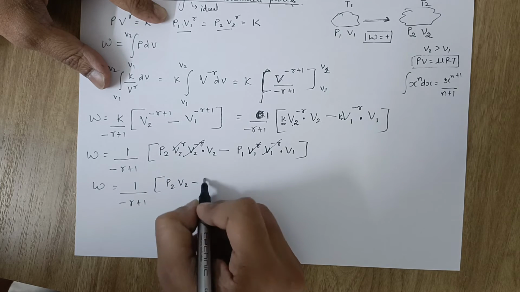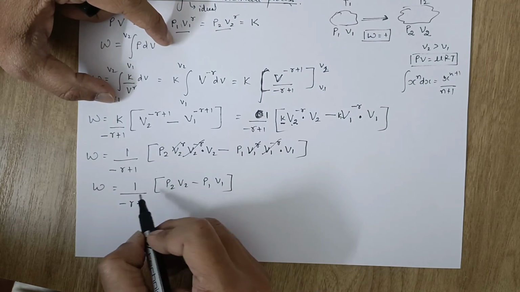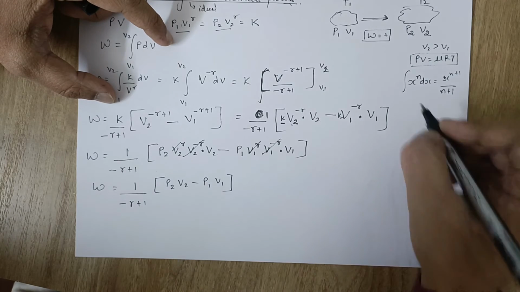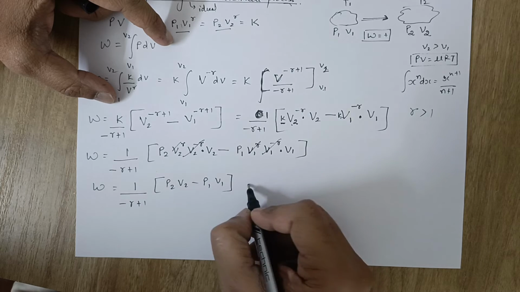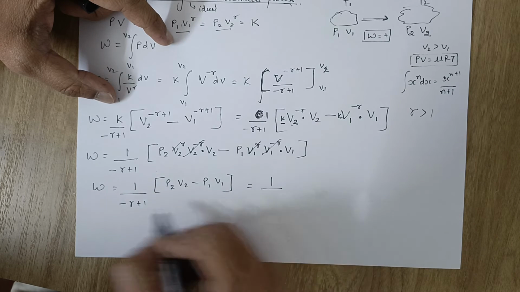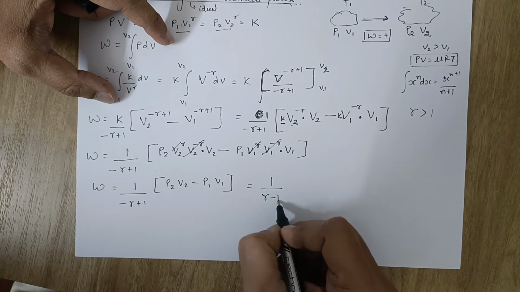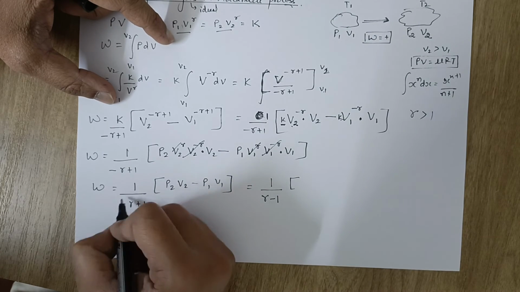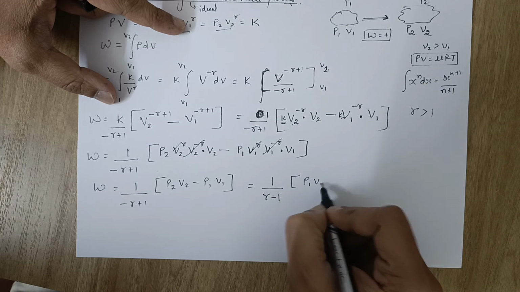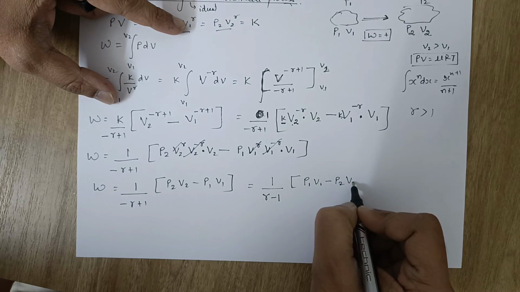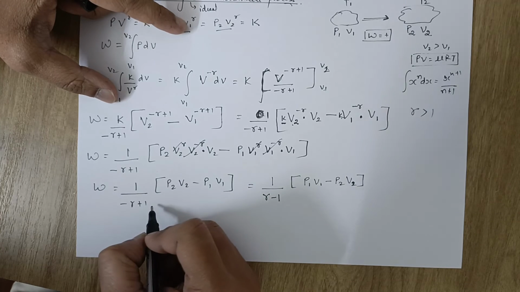So work done is equal to 1 upon minus gamma plus 1 times P2 V2 minus P1 V1. Now we can't leave this expression like that, because this gamma number is greater than 1, so we will have to flip the sign. So I'm going to write 1 minus gamma as gamma minus 1. That means I am multiplying up and down by minus 1. So here also the sign gets changed: P1 V1 minus P2 V2. What did I do? Minus 1 multiplied up, minus 1 multiplied down.